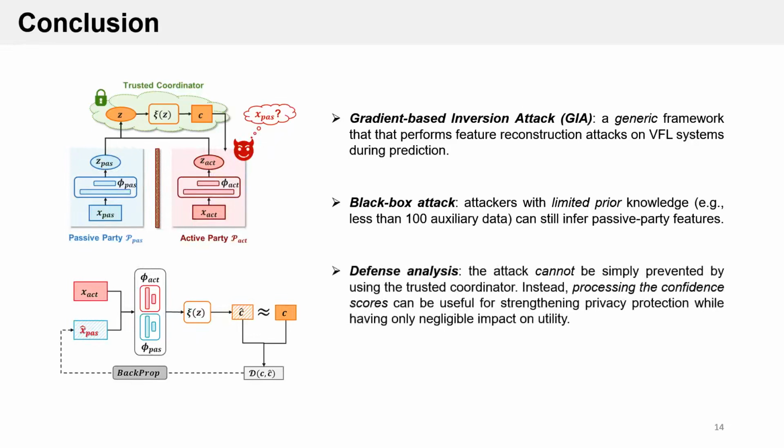Finally, we analyze the privacy utility trade-off of several defense techniques. We show that the proposed attack cannot be simply prevented by using a trusted coordinator. Instead, processing the confidence scores with quantization and randomization approaches can be useful for strengthening privacy protection while having only negligible effect on model utility.